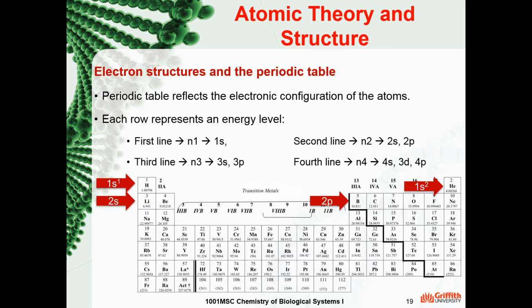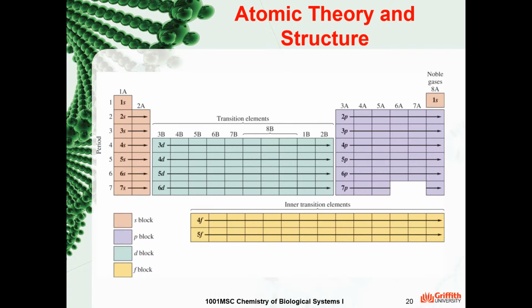Likewise, the third row reflects the third energy level, N3. You can see 3s and 3p in that line. Now if you look at the fourth row, you see 4s, then comes 3d and 4p. Remember that 4s has a lower energy level than 3d, and it fills first. The periodic table is designed to reflect this. In this diagram, you can see how the periodic table is organized according to the energy levels.